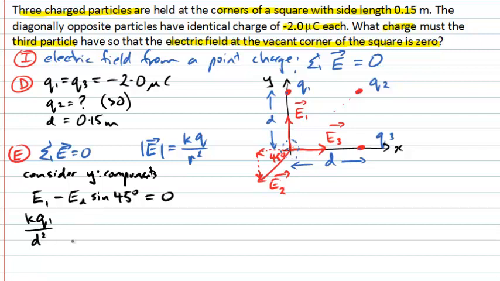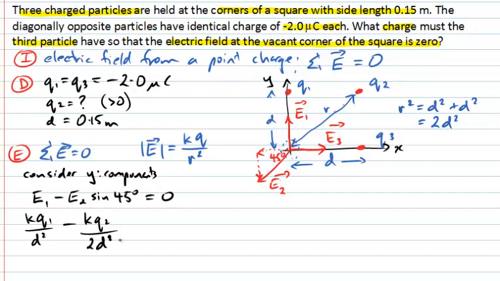And what about the electric field from charge 2? That's going to be K times Q2. And now we want to divide that by the square of the distance. Well, we can see in here, this is the distance that we're interested in. Let's call that R. So using Pythagoras' theorem, we can see that R squared will equal D squared plus D squared, or R squared is 2D squared. So when we divide by the square of the distance, we're going to divide by 2D squared for charge Q2.